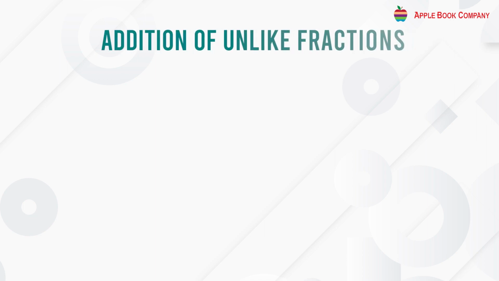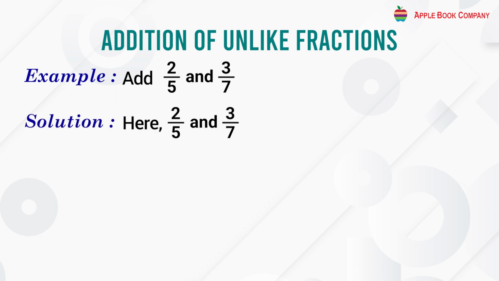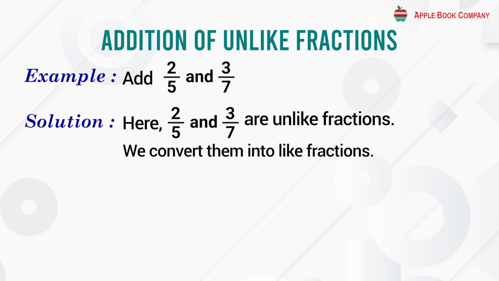Now let's see addition of unlike fractions. Example, add 2 by 5 and 3 by 7. Solution. Here, 2 by 5 and 3 by 7 are unlike fractions. So, we convert them into like fractions.